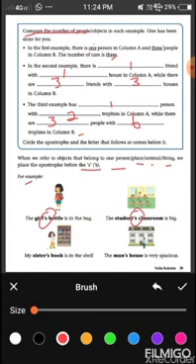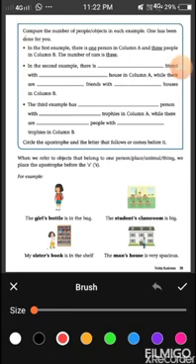My sister's book is on the shelf. So you are circling the apostrophe before the S. The man's house is very spacious. So here we circle the apostrophe.